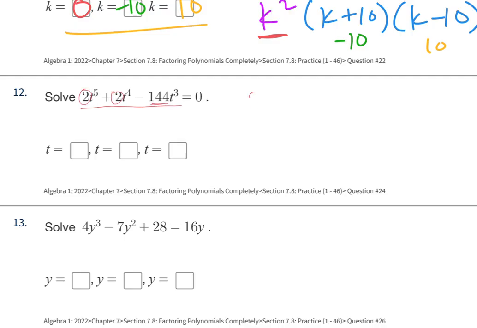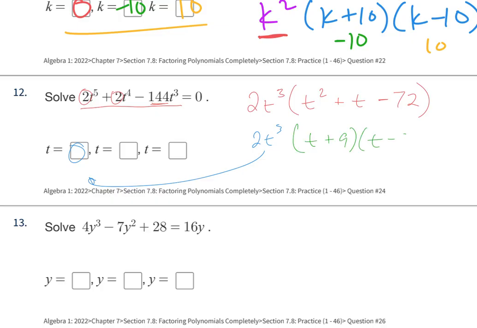Solving this one, they all have a t cubed and a 2 in common. They're all even. So 2t cubed times t squared plus t minus, let's see, is that 72? Like that. 2t cubed, that part is just going to be 0, okay? This part is t plus 9, t minus 8.